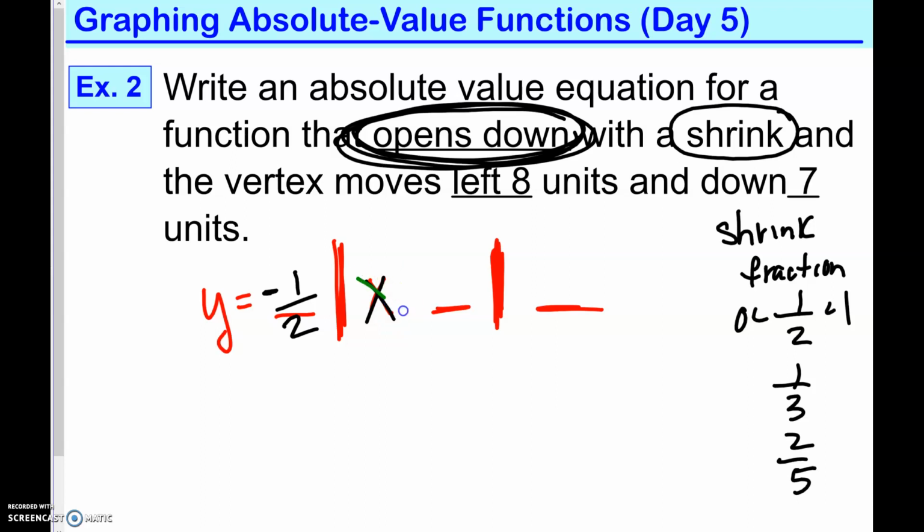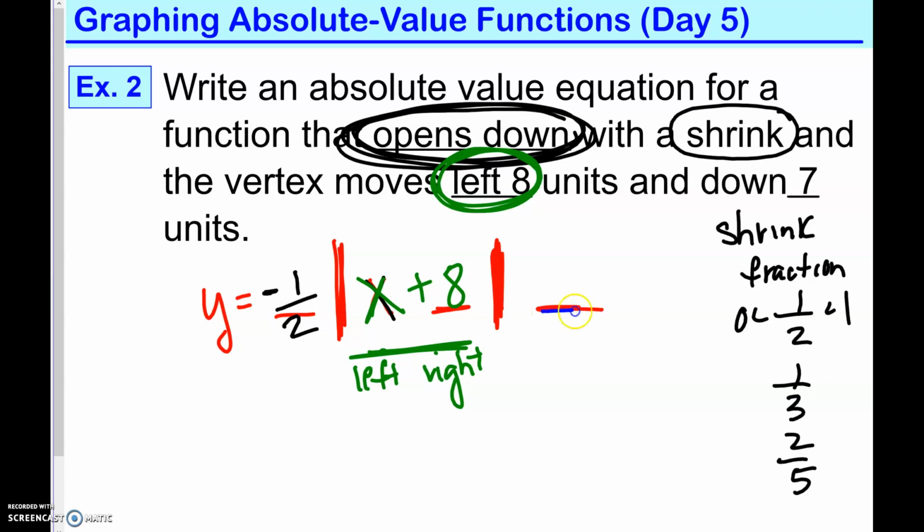An x value, remember the x-axis goes this way, so that means we're looking for keywords that say left or right. Okay, this is a horizontal change with a vertex that moves left 8. And when that says left 8, if it's left, then we're going to put in a positive 8, because remember, we have to do the opposite of what we think.